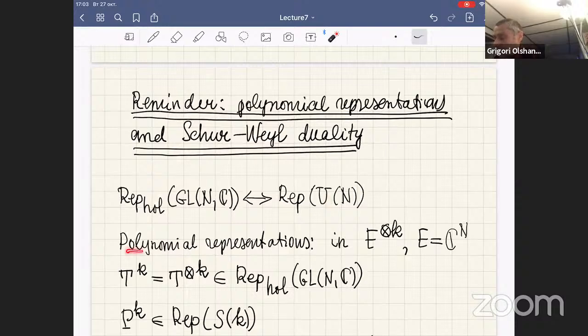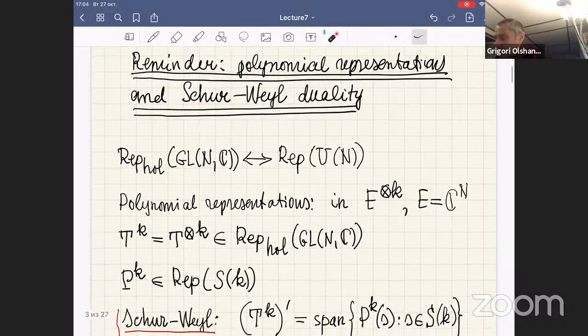Polynomial representations are the representations which can be realized in the tensor space. Here we take the tautological representation in the space C^N and take the tensor power. This is my notation for the corresponding representation in the tensor space. And it is, of course, in this category.